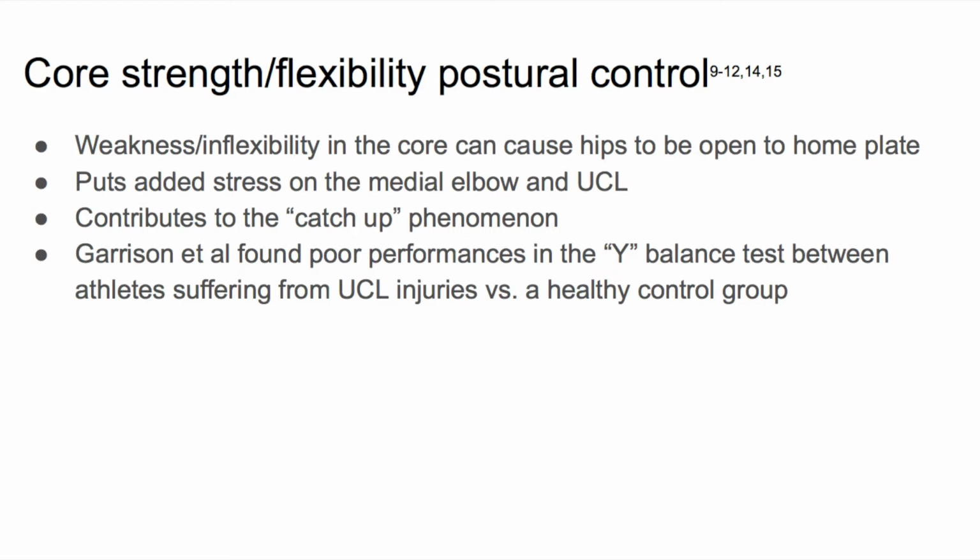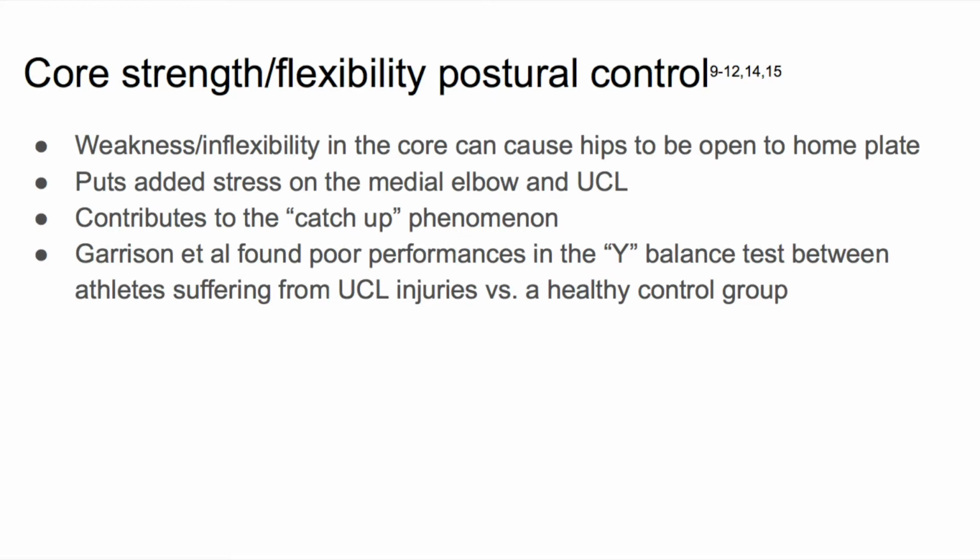Also, Garrison et al. found poor performances in the Y balance test between athletes suffering from UCL injuries versus a healthy control group. He found a 6% difference in both lead leg and stance leg as compared to a healthy controlled group. This shows us that there are postural and core strength lacks in the athlete suffering from a UCL injury.